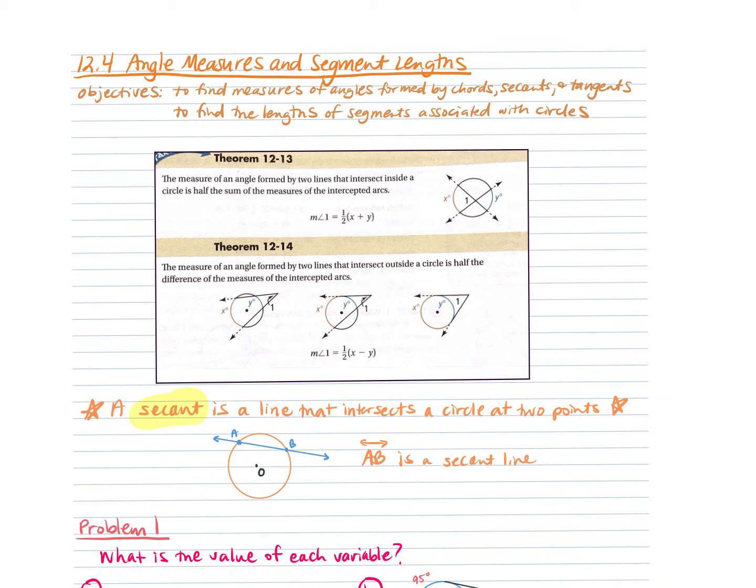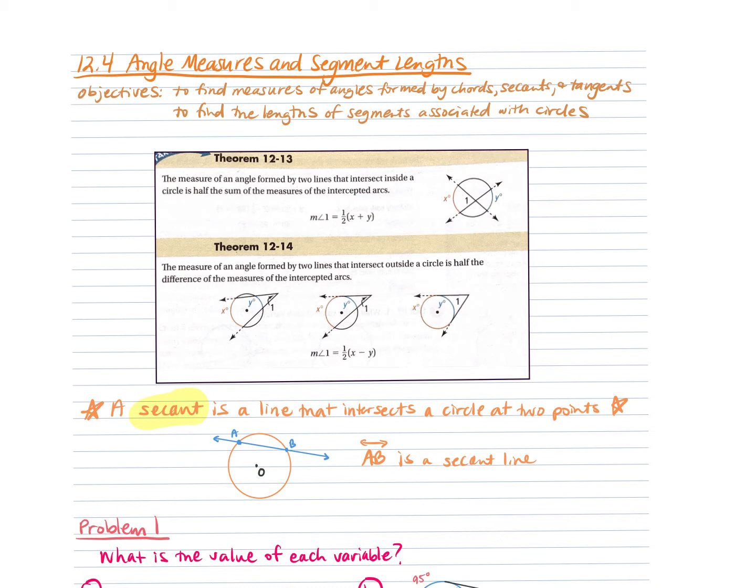So your notes are really going to come in handy in these. When you're doing the problems, you're going to want to have these handy to match them and figure out which one you want to use. Here's an example of two lines crossing through a circle. This is the relationship: this angle is equal to 1/2 x plus y, the two arcs that are formed.